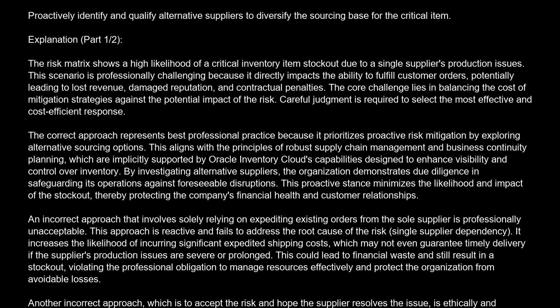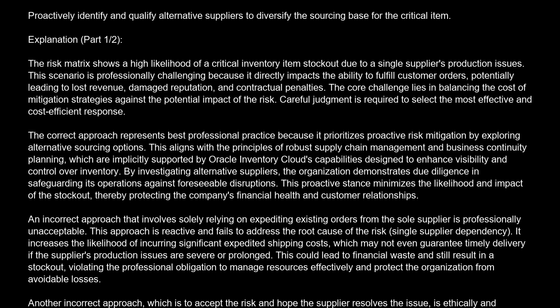The correct answer is B. Proactively identify and qualify alternative suppliers to diversify the sourcing base for the critical item. Explanation. The risk matrix shows a high likelihood of a critical inventory item stockout due to a single supplier's production issues. This scenario is professionally challenging because it directly impacts the ability to fulfill customer orders, potentially leading to lost revenue, damaged reputation, and contractual penalties. The core challenge lies in balancing the cost of mitigation strategies against the potential impact of the risk. Careful judgment is required to select the most effective and cost-efficient response.